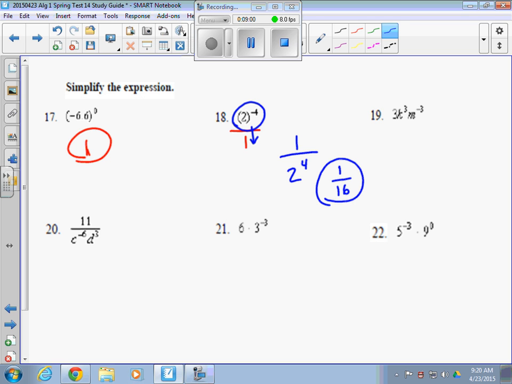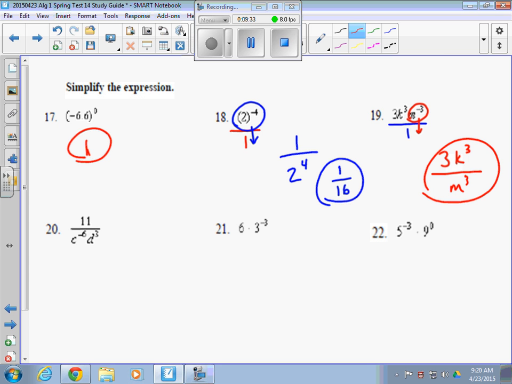For number 19, 3k to the 3rd, m to the negative 3rd. There's nothing we can do with 3, and there's nothing we can do with k to the 3rd. But you can't leave that m to the negative 3rd. Again, same elevator rule. This is being raised to a negative exponent, so it rides the elevator down. 3k to the 3rd stays on top right where it is. M goes down, and when it comes down, it becomes to the positive 3rd.